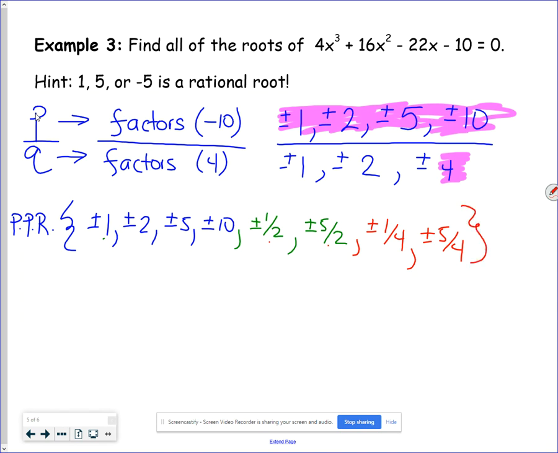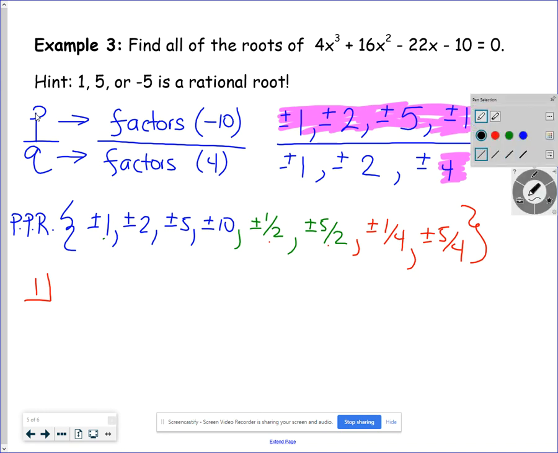Now, if we were just doing this without the hint, we would have to find one of these that works. We don't know which one works, but we were given a hint. It says either 1, 5, or -5 is going to be one that works. So let's test out 1. Let's see if 1 is going to be the one that works. So remember, we're going to use synthetic division to do this.